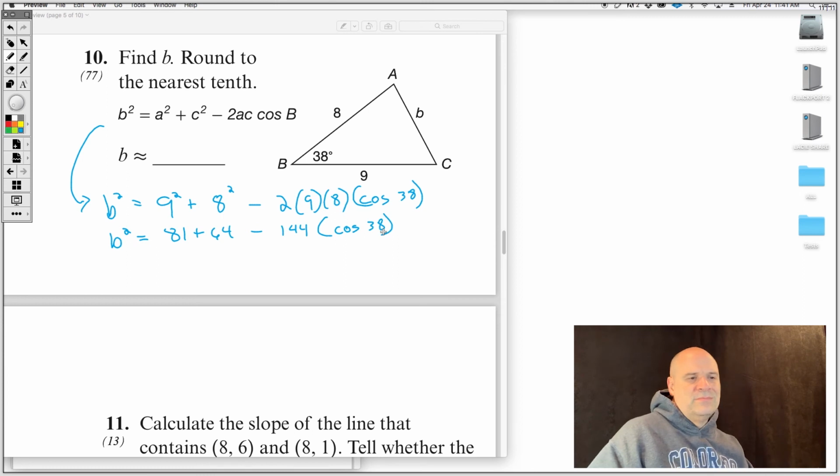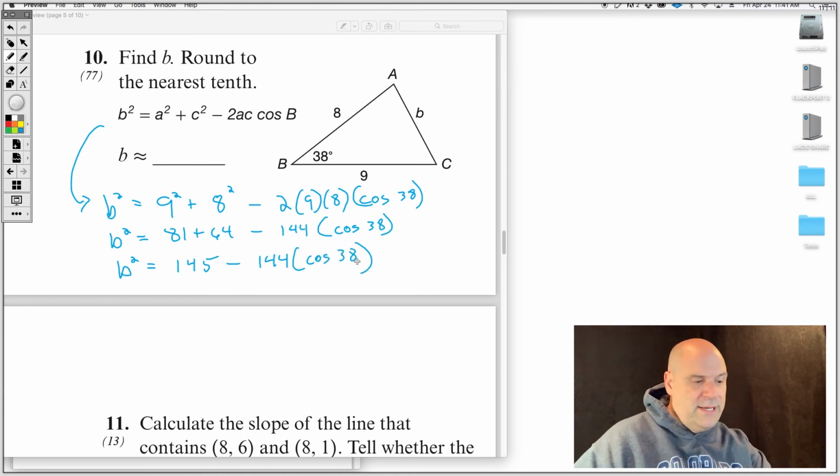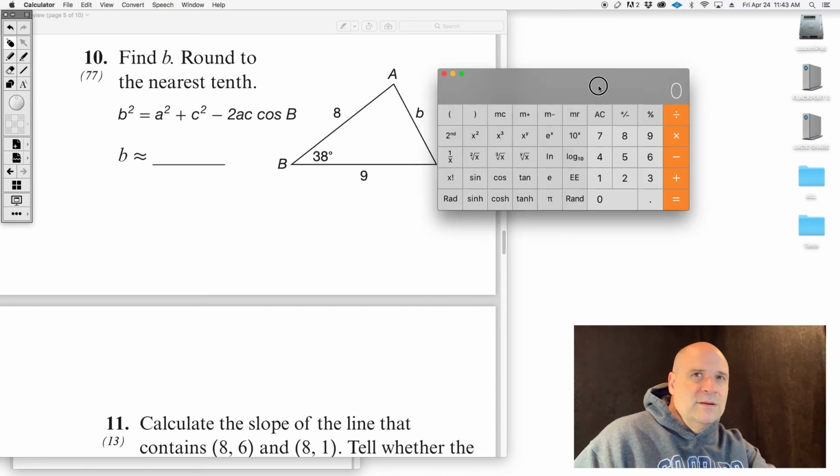So I'm not gonna write out the cosine of 38 because it's gonna be a long decimal. So we're just gonna keep it in the calculator and do all those calculations. So let's get as far as we can before we have to find the cosine of 38. Okay, so b squared equals 145 minus 144 times the cosine of 38. Okay, let's whip out the calculator. Cosine of 38, so 38 cosine times 144.